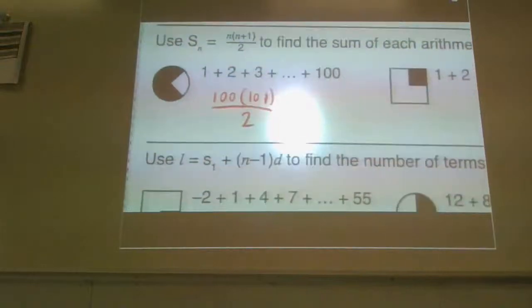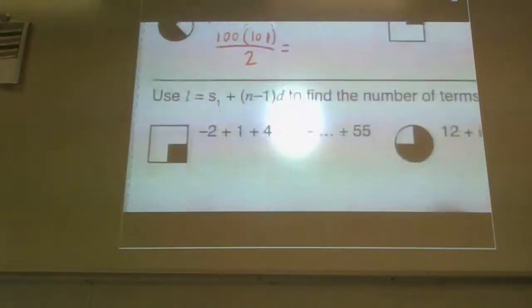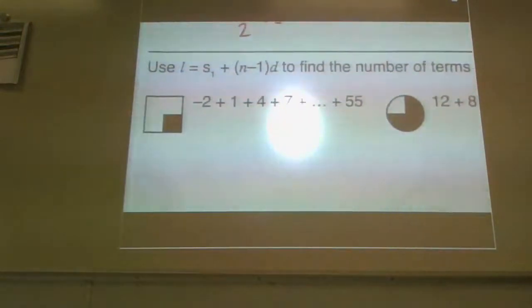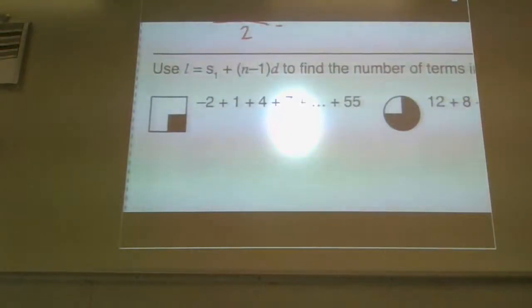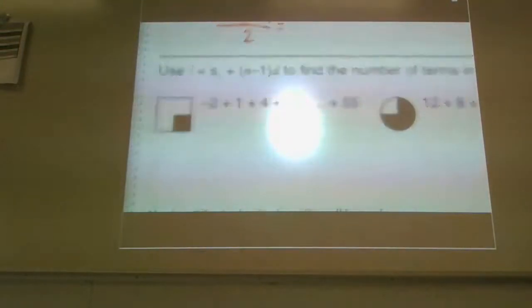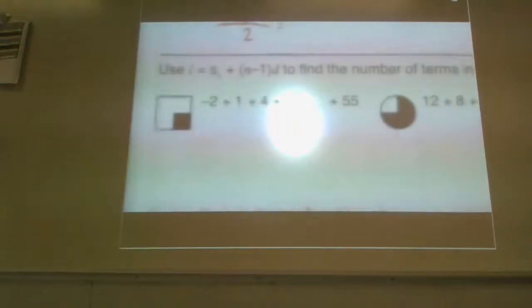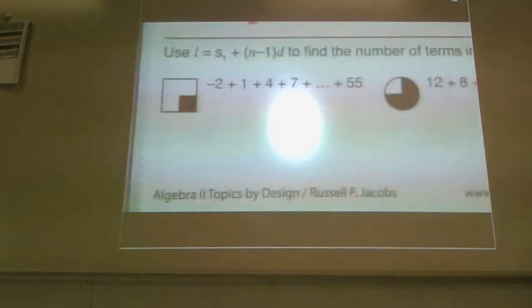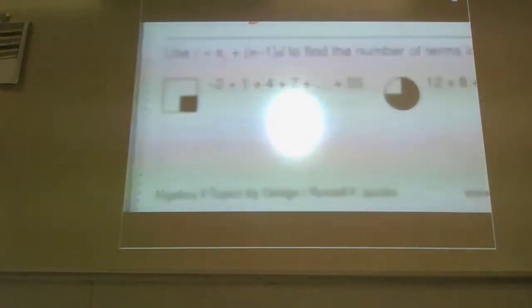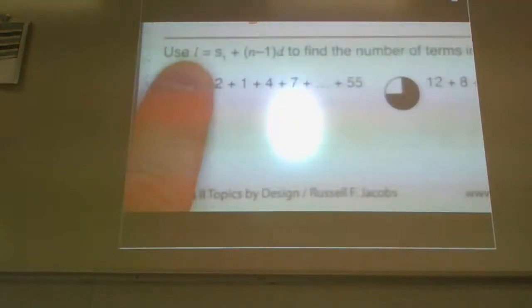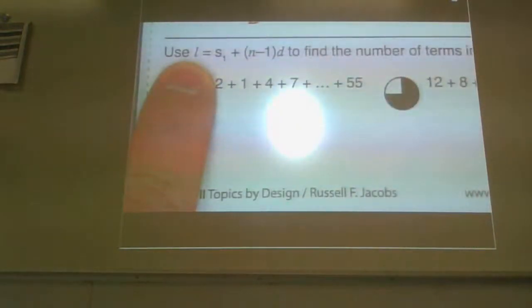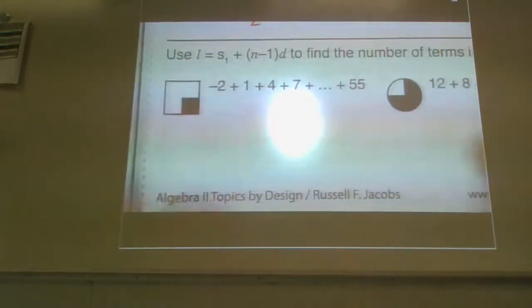But then we end up down here where they want you to use this formula to find the number of terms. I'm going to walk you through this first example right here. This L is indicating what they call a last term. It's very strange, but that L is just identifying a last term. I don't really like the way they use that notation, but that's on them.